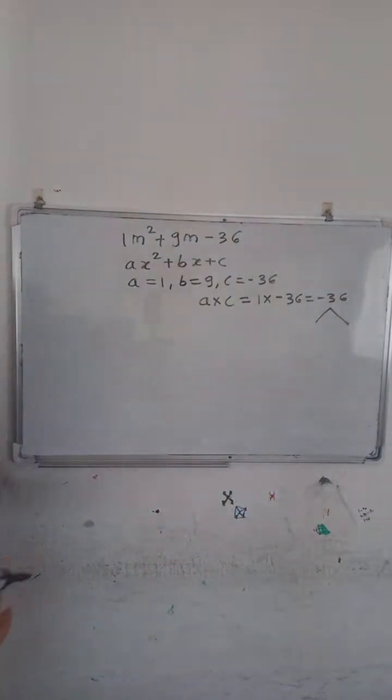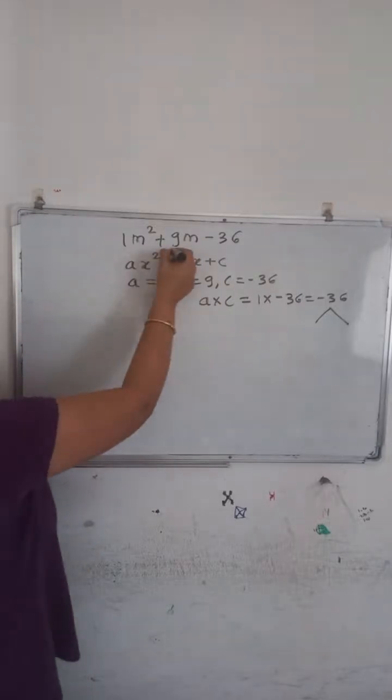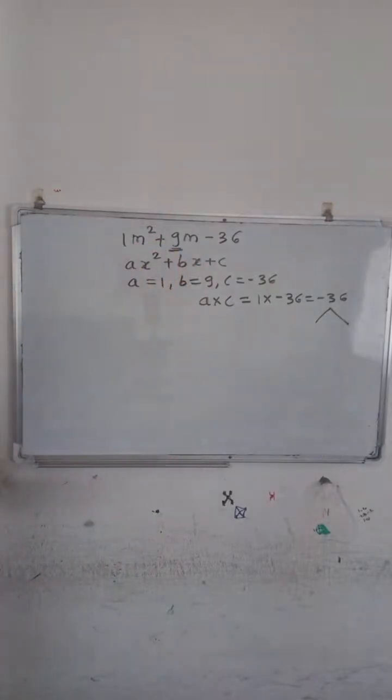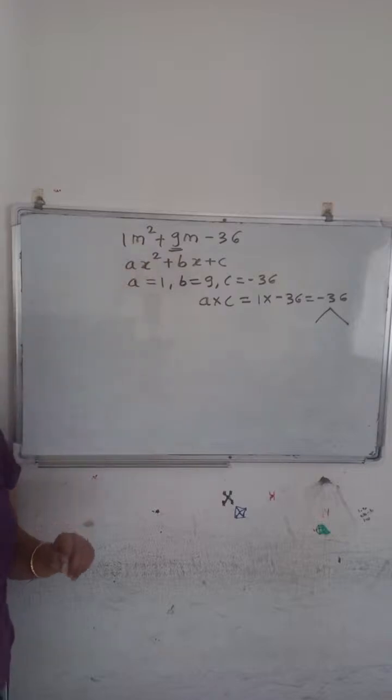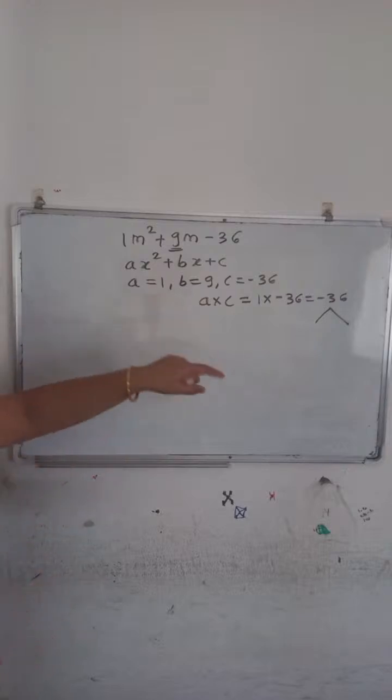Now I have to split 36 in such a way that their sum should come how much? 9. Okay, then we have 9 fours are 36, correct? 4 nines are 36, but 4 plus 9 is nothing but 13, which is of no use, and if you subtract 4 from 9 also, you will not get the answer. So we have to choose a number like that. So their multiplication is 36, but their sum should be what?